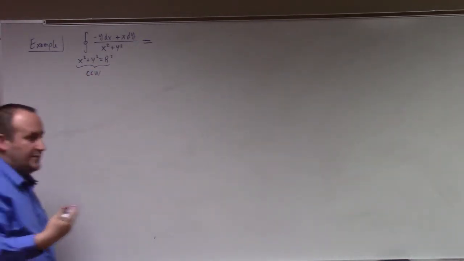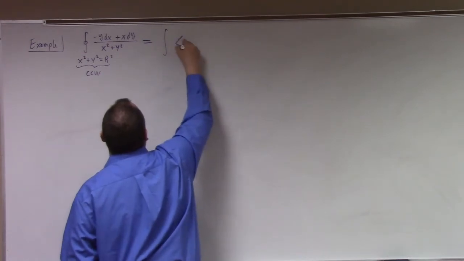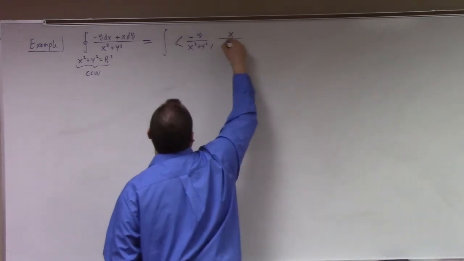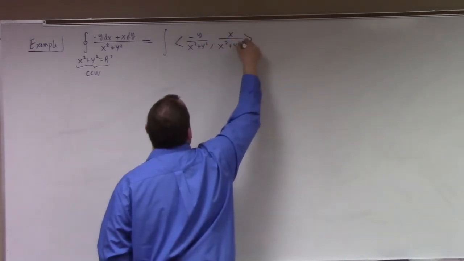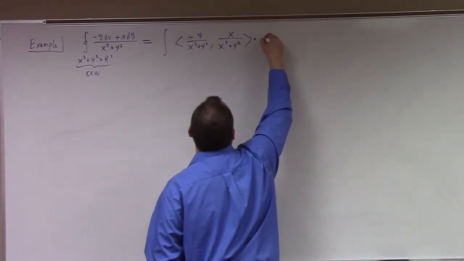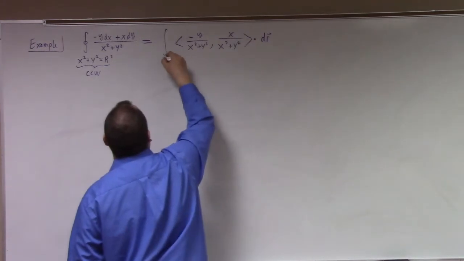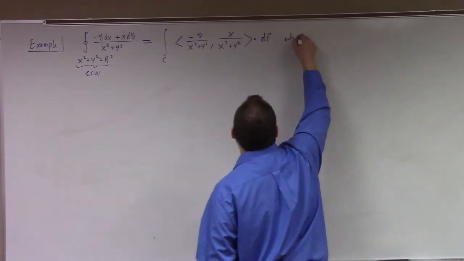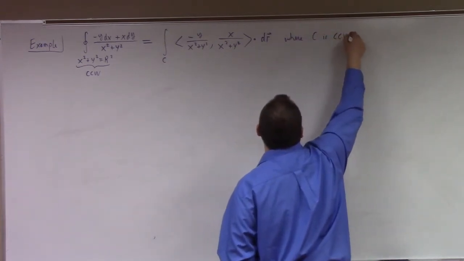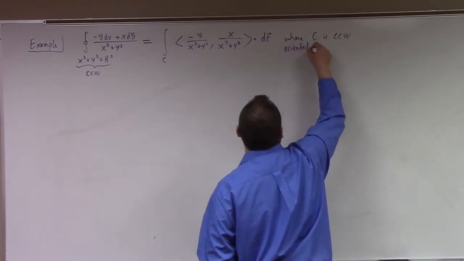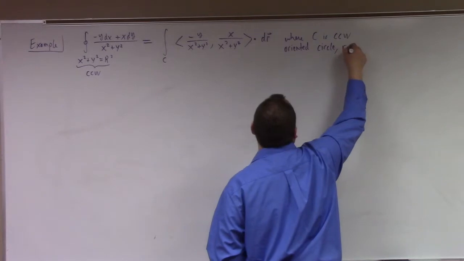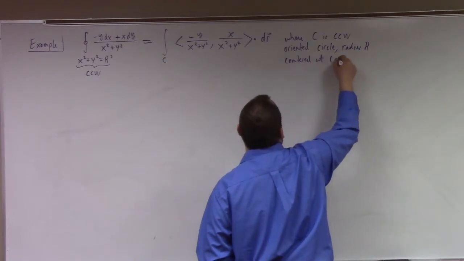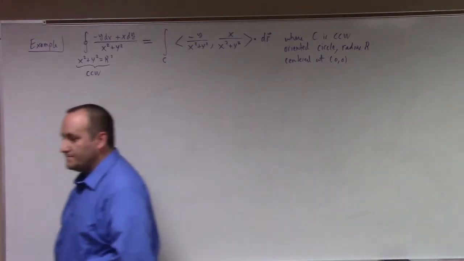So in my other notation, this typically would look like the integral of minus y over x squared plus y squared, comma, x over x squared plus y squared, dot dr over C, where C is the counterclockwise oriented circle of radius r, centered at origin. All right. That's a lot of writing.